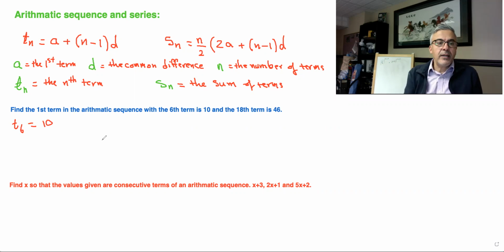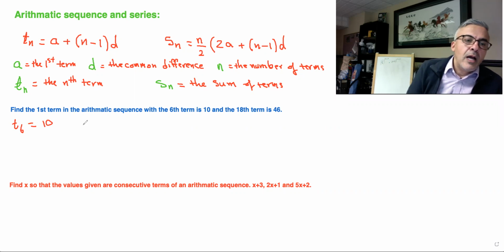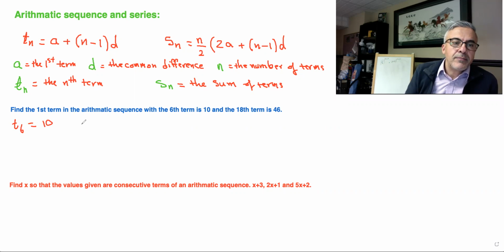So what I'm going to do here, I know T6 and I know what T6 is. I know N is 6, but I don't know what A and D are. So I'm just going to sub in what I know. I know T6 is 10.